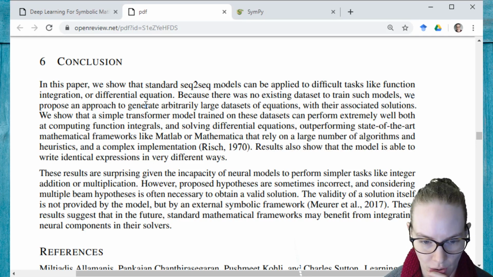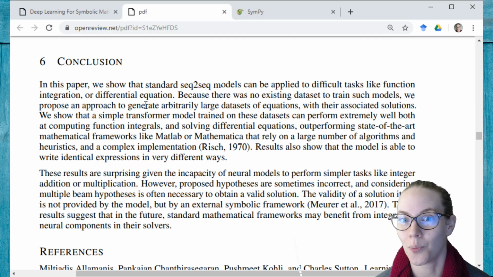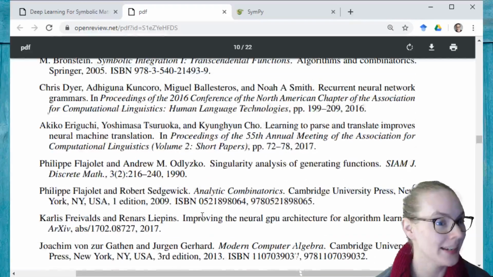Okay, so thoughts. Wow, it's been a long time since I've taken calculus. That's my first thought. Wowee.